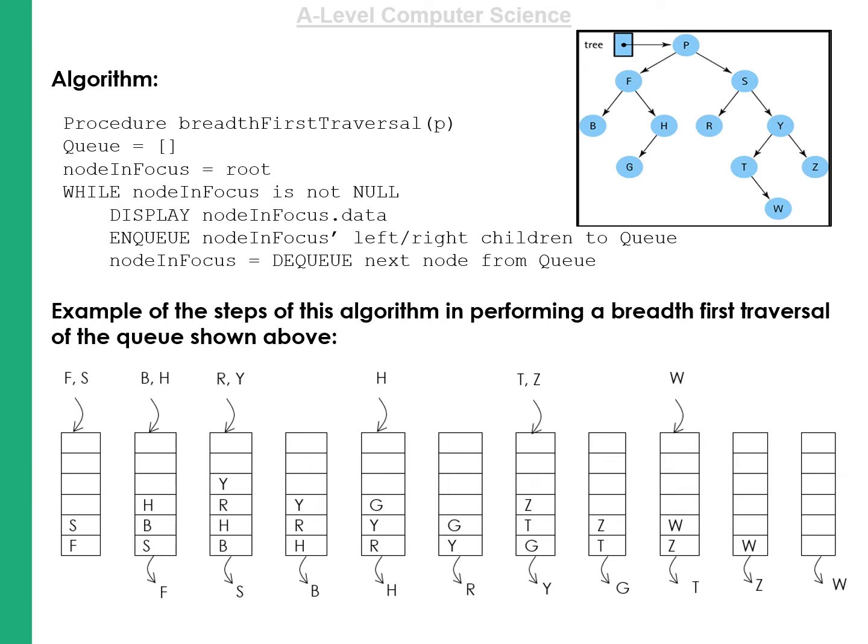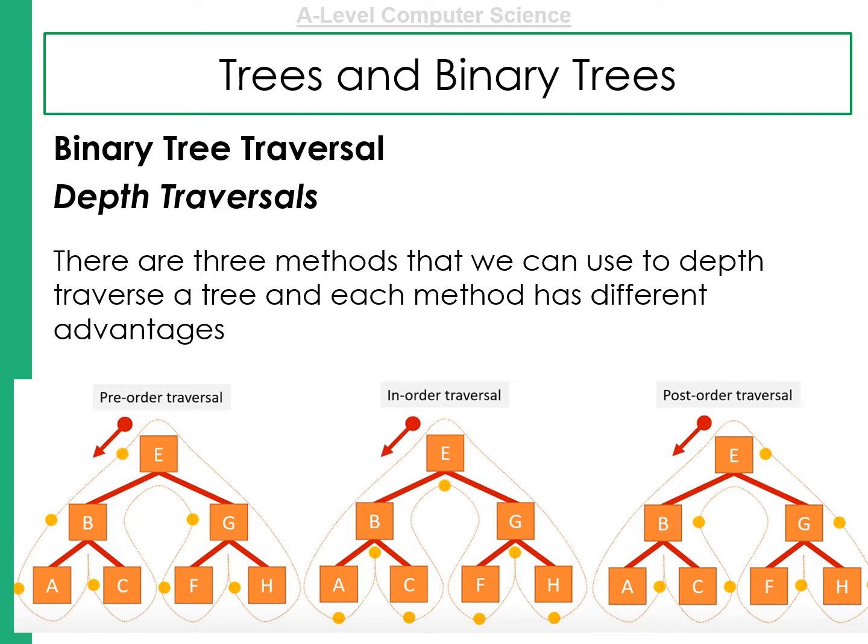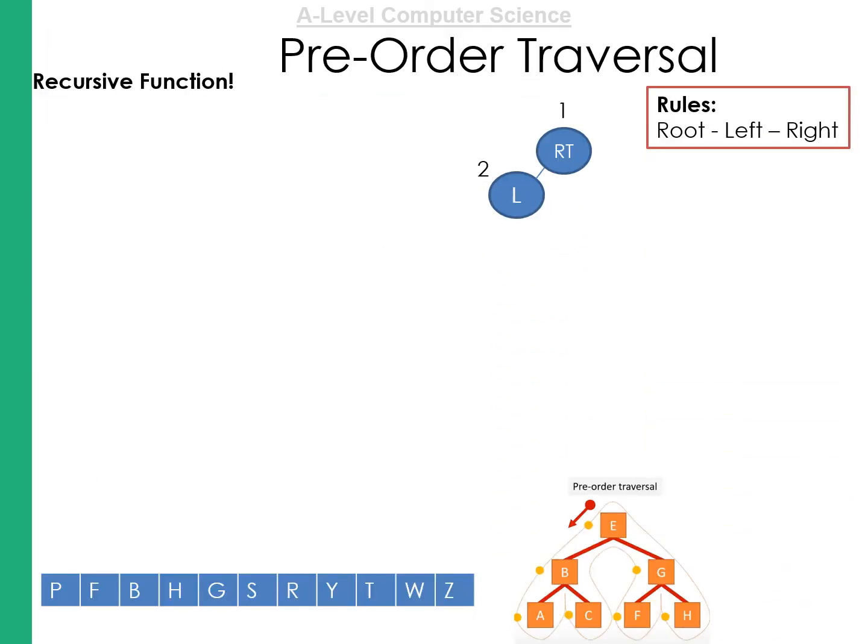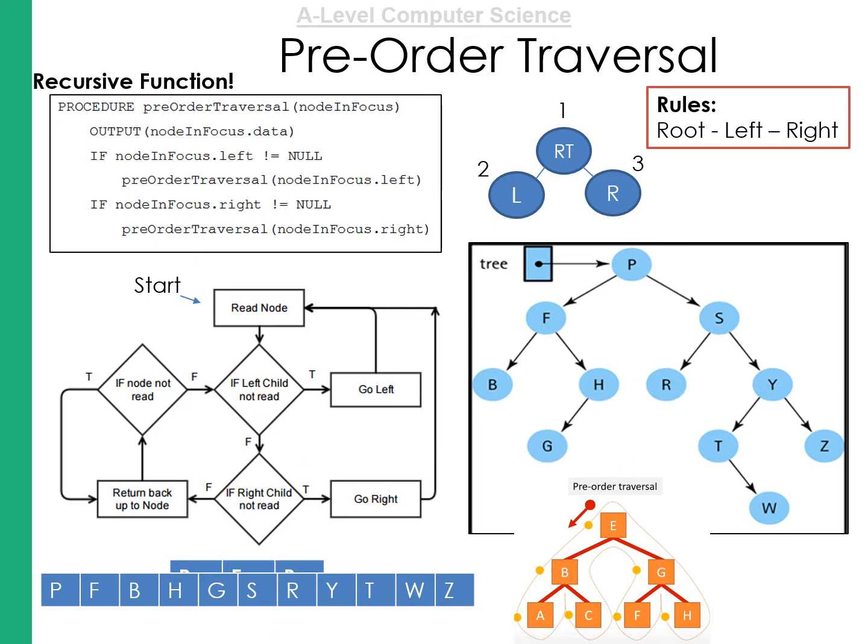next item. The second type of traversal we can do is a depth traversal. And there are actually three ways of doing this: pre-order, in order, and post-order. In a pre-order tree traversal, we follow the rules root, left, right. So you can see here our root is P. We start with our root P, and then we move left.